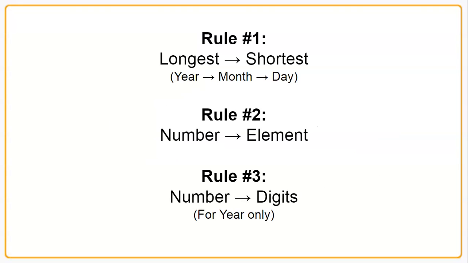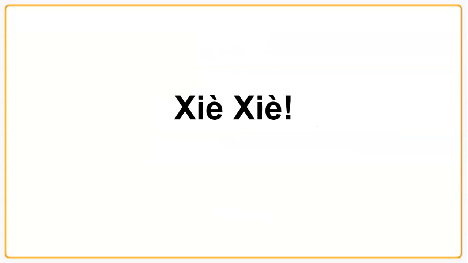So basically, to sum up the 3 rules for saying dates in Chinese. Rule number 1, longest to shortest. Rule number 2, number, then time element. And rule number 3, separate the numerical value of the year into digits. So if you have any questions about these rules, please feel free to send me a message. I'll see you in part 2 for some vocabularies on time expressions and special occasions.